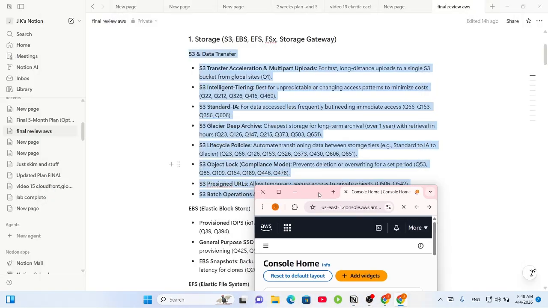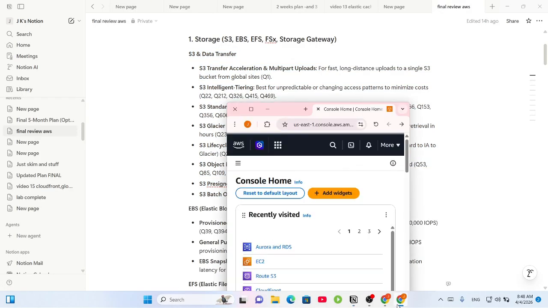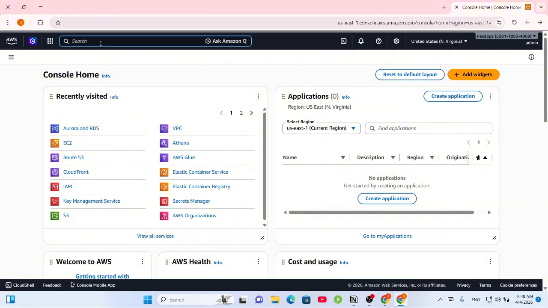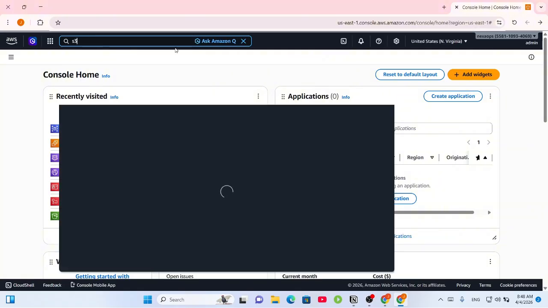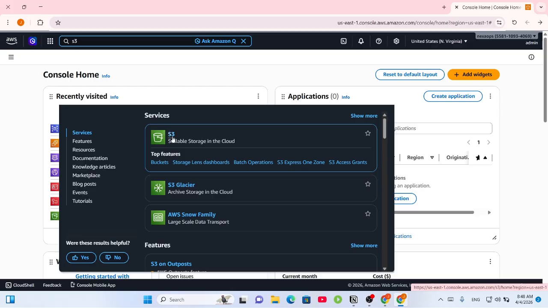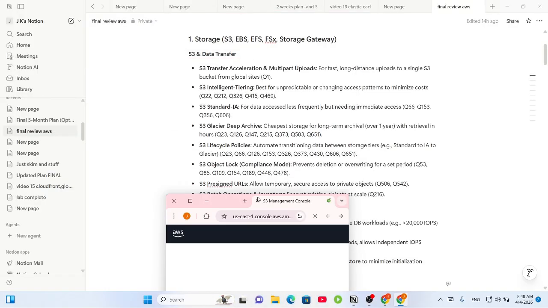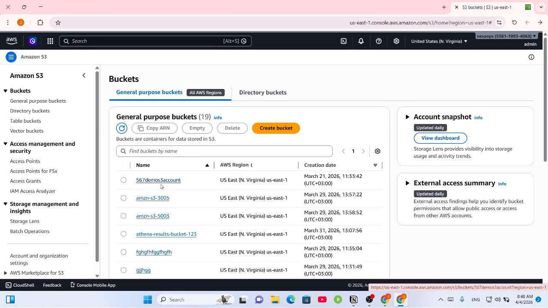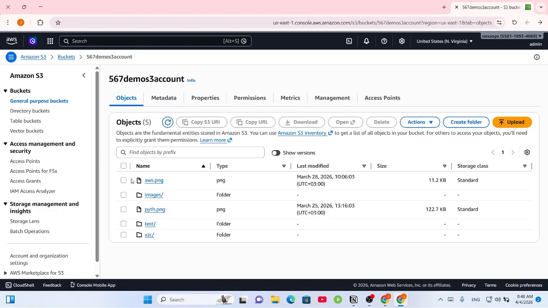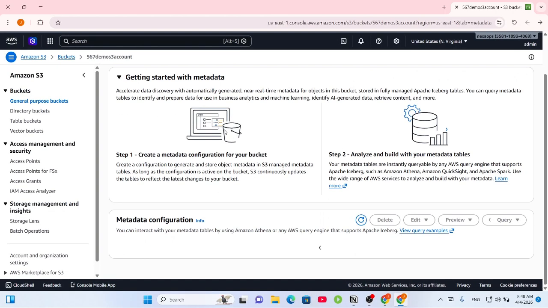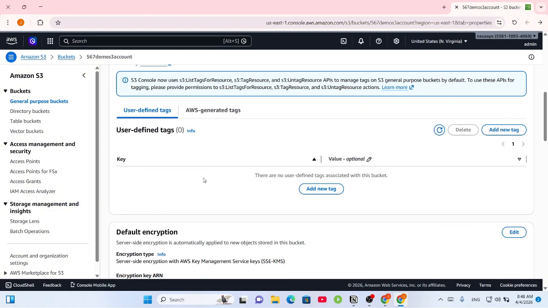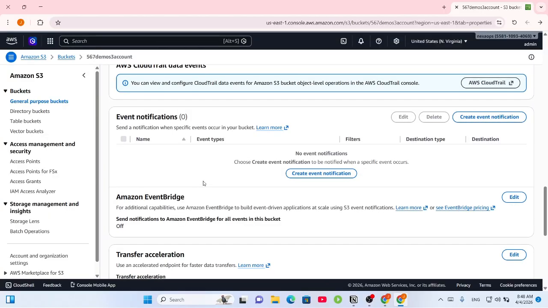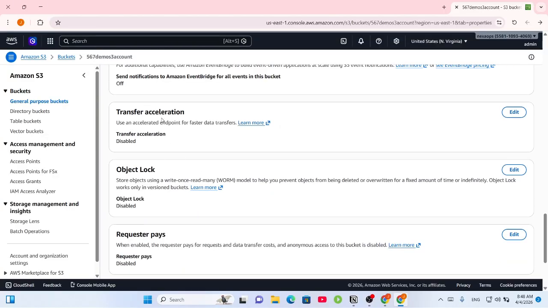We have S3 Transfer Acceleration and multipart upload. I think you can find this in the S3 bucket. You go to S3 here, choose any bucket, and look in Properties. Here is Transfer Acceleration: use the accelerated endpoint for faster data transfer. That's the purpose of Transfer Acceleration.